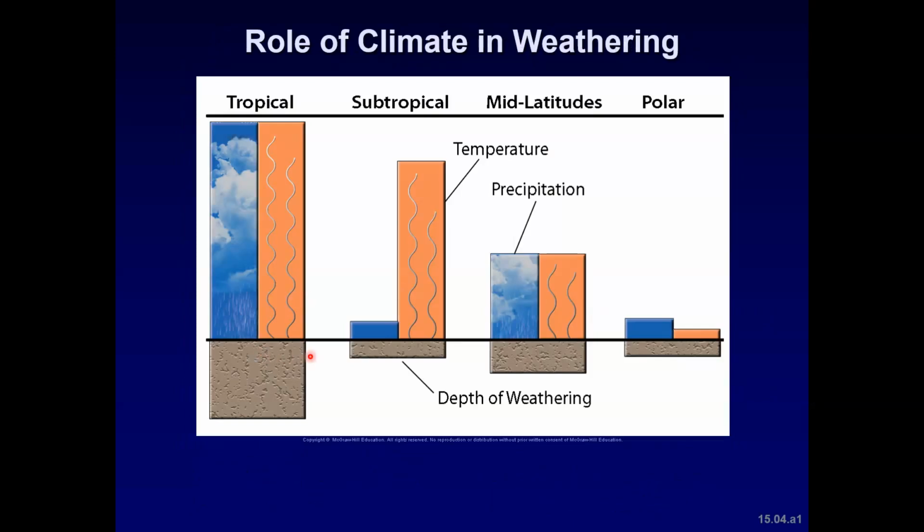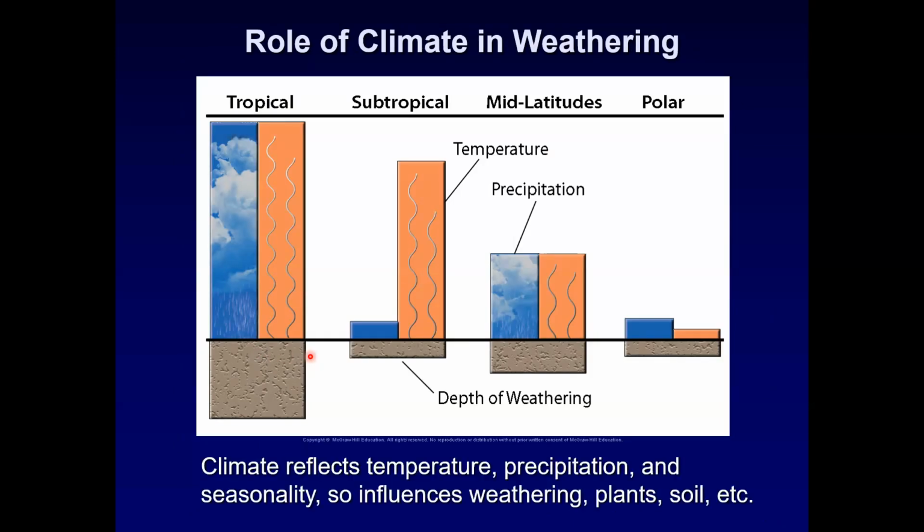And we'll look at the role of climate in weathering here. So climate reflects temperature, precipitation, and seasonality, which would therefore influence weathering, plants, and soil. Okay, so what we see here, if you have a lot of heat and a lot of precipitation, this is representing temperature and precipitation, you're going to have a greater depth of weathering. So tropical is where we see the most weathering of earth materials.